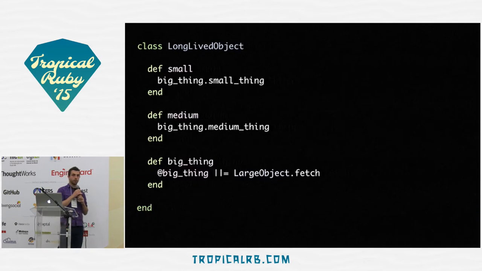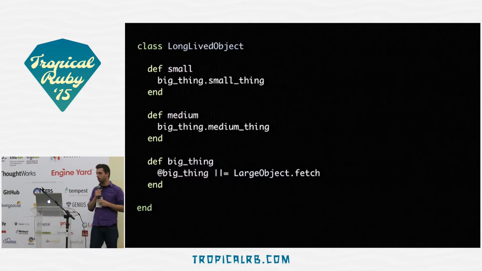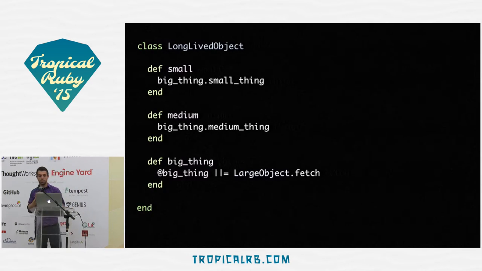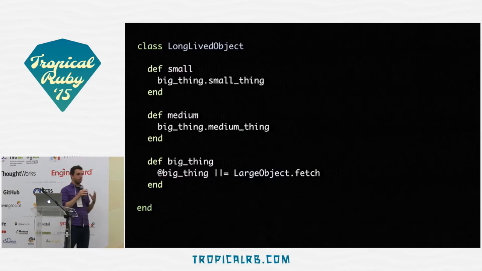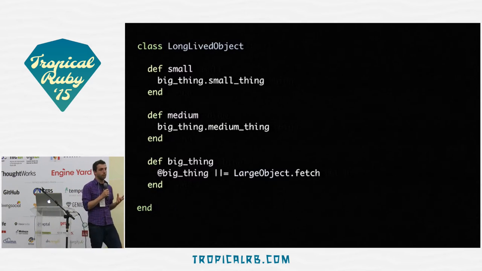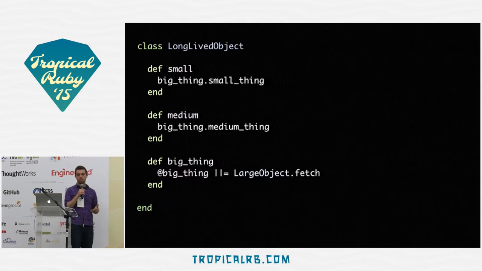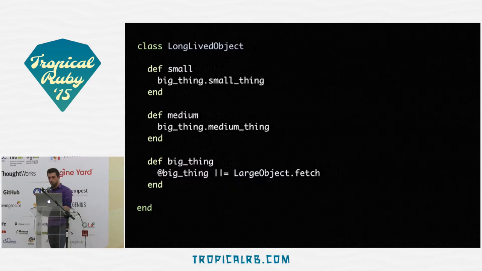So this is a pretty typical thing in Ruby. We have a method called bigthing that essentially does some large operation that presumably is memory intensive. And then we have small and medium things. The problem with this code is that if this object lives long inside of memory, over time the big thing will stay in memory because each of the small things has accessed it, even though the only things that we actually need are the small and medium things.